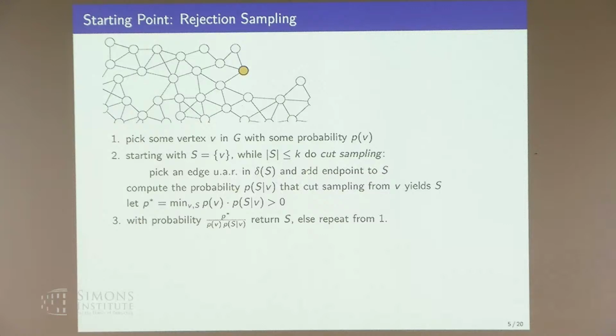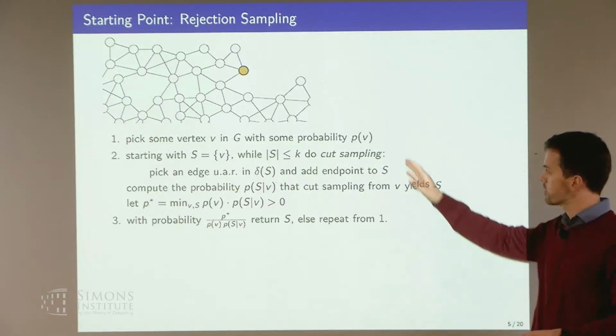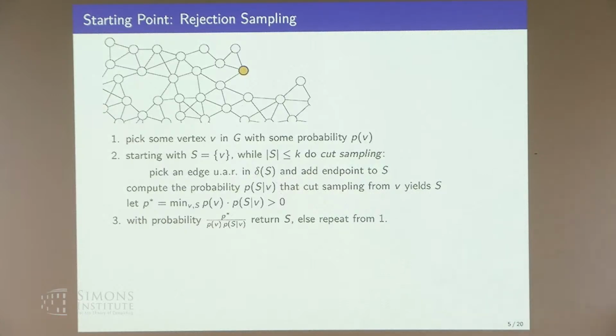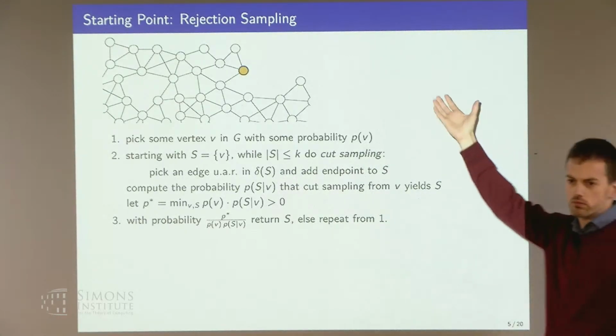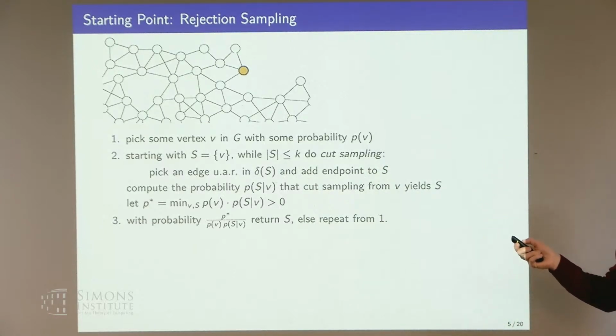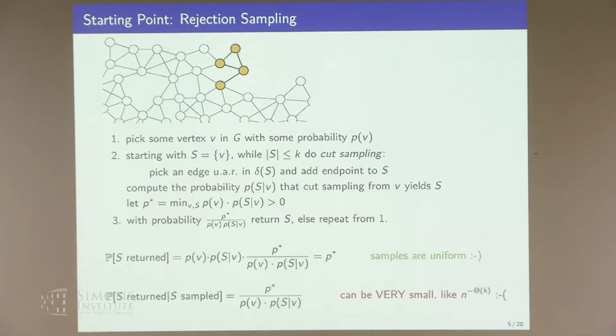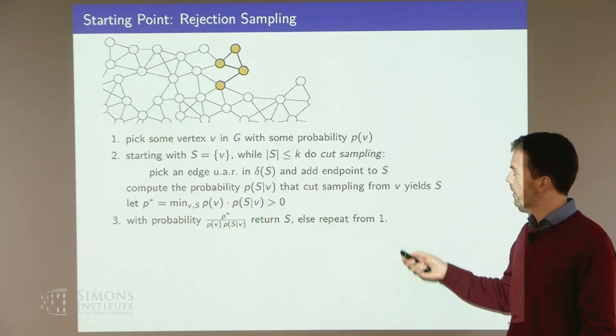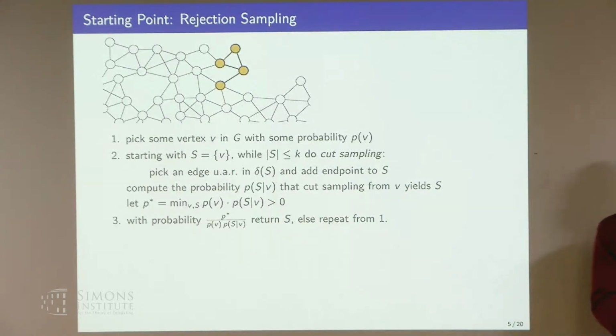To start with, we use a two-stage sampling. What does that mean? First, we pick a starting vertex v with some probability p of v, and we will see what that is. And then we just grow a random graphlet around v. For that purpose, we look at the edges incident to the current subset we have in hand, and we pick an edge uniformly at random, and so on and so forth. And when we have collected k vertices, at this point, we compute explicitly the probability that this process yields exactly what we have obtained. We can do that. We have all the information to do that.